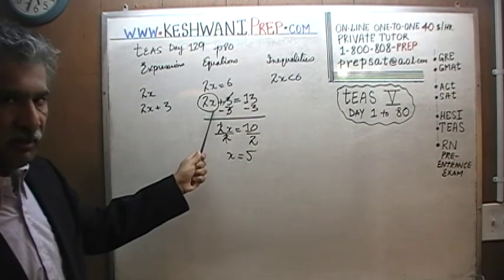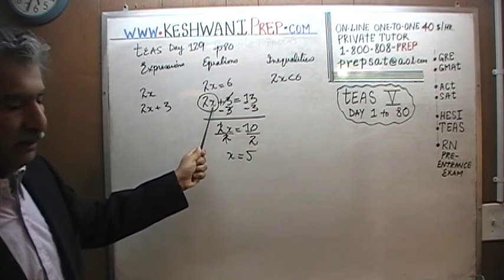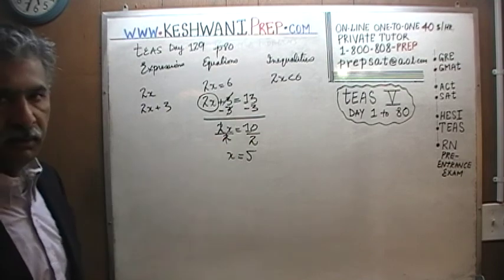Let's put it back in the equation, see if it makes sense. If we put it back in the equation, 2 times x, 2 times 5 is 10. 10 plus 3 is indeed 13.